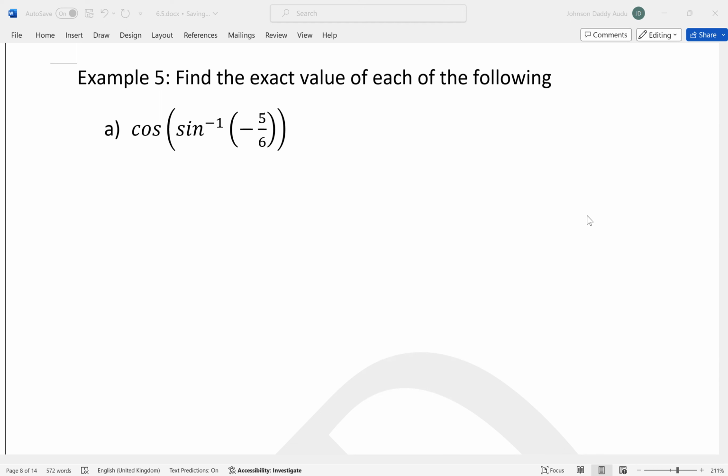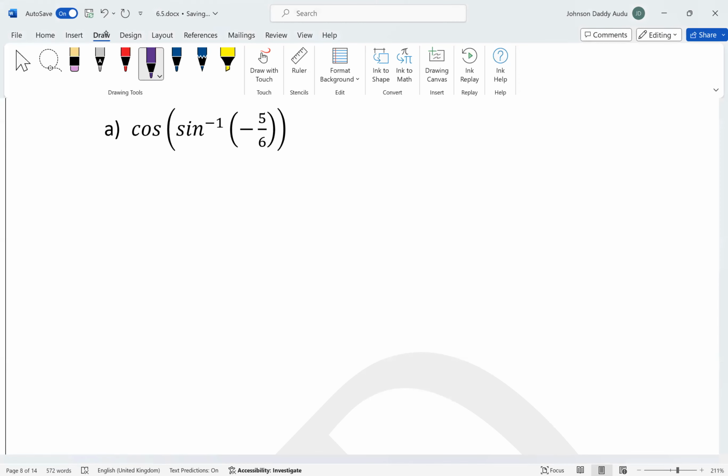Hello, viewers. So in this example, we'll be looking at composing trigonometry, still under composition of trigonometric functions, inverse trigonometric function, and trigonometric function. Now, here, how do we solve this type of problem? If you look at this, you see that the numbers there are not one of those famous angles.